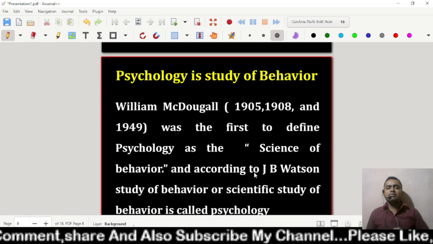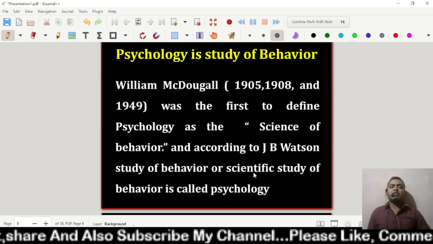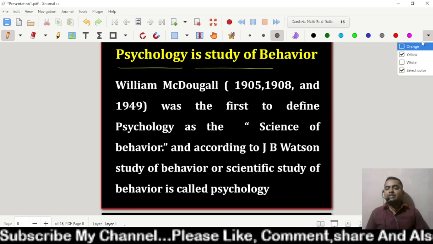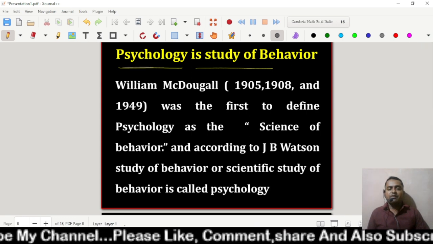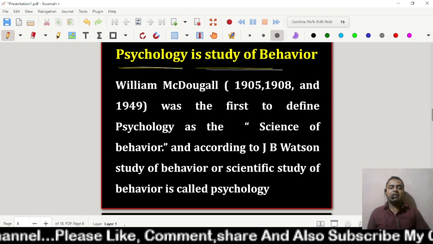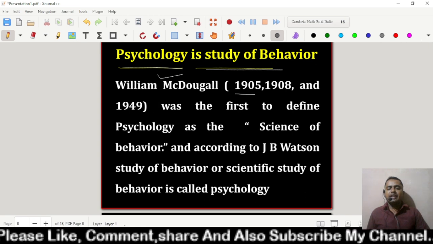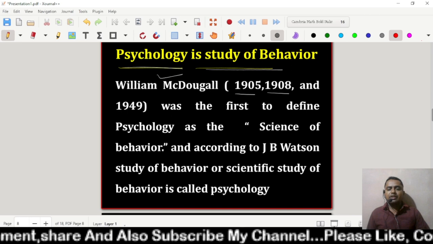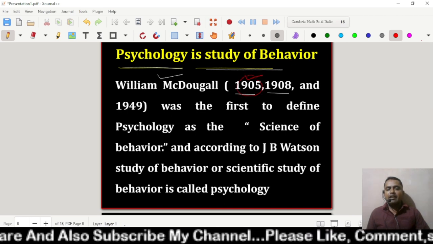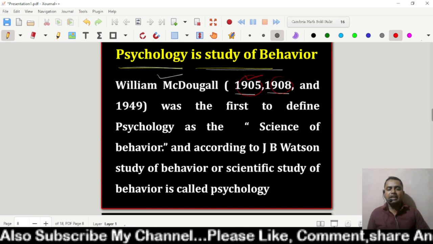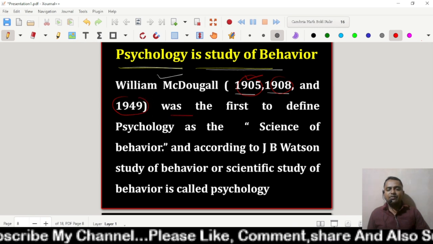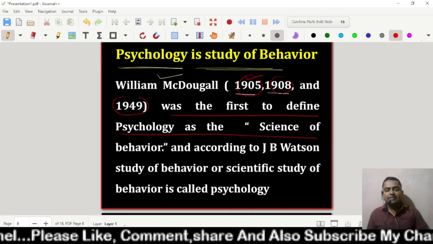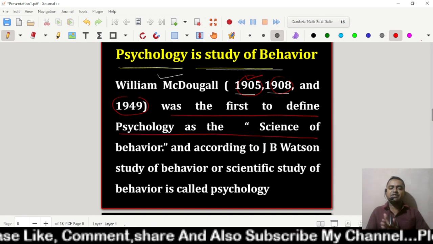Now come to the next definition: psychology is the study of behavior. Listen carefully. William McDougall, in 1905, 1908 and 1949, was the first to define psychology as the science of behavior. Who first defined psychology as the science of behavior?